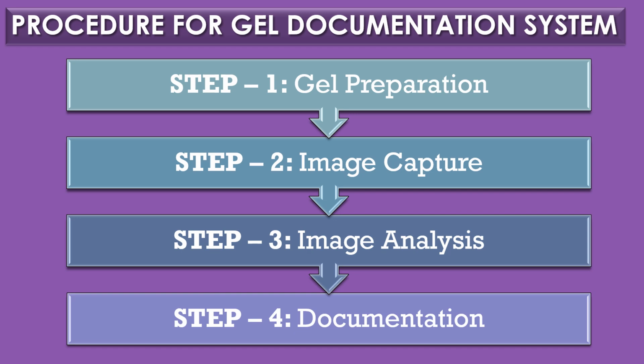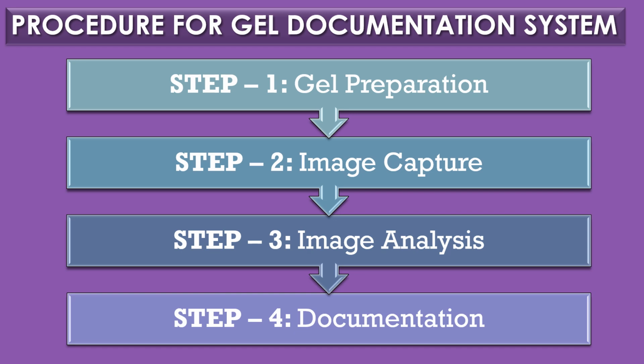The second step is image capture. The stained gel is placed on the transilluminator within the imaging chamber. Depending on the stain used, the appropriate light source like UV, blue or white is selected. The camera captures a digital image of the gel.